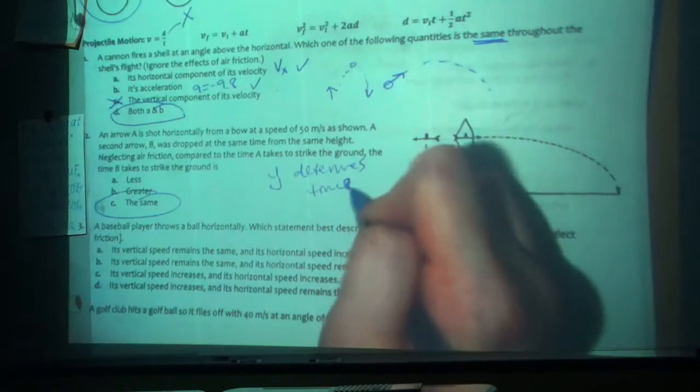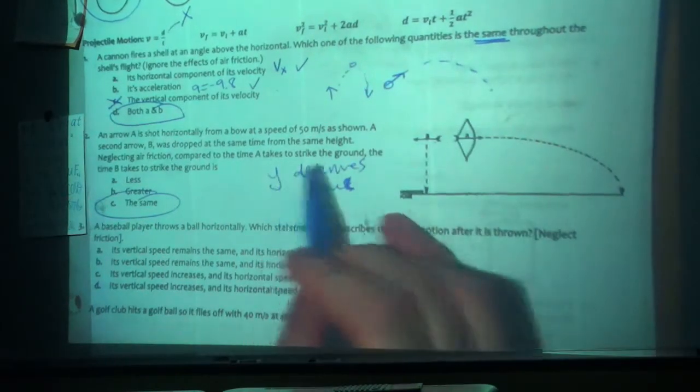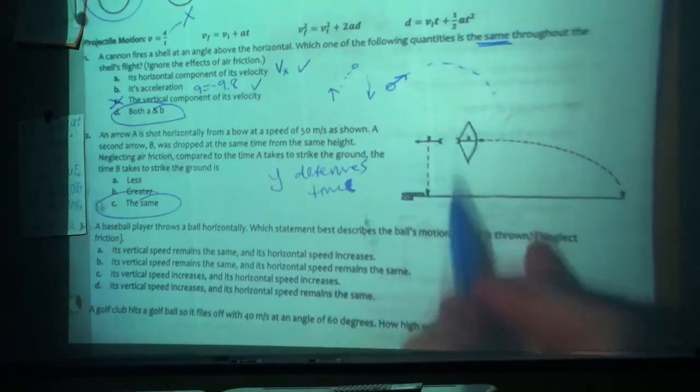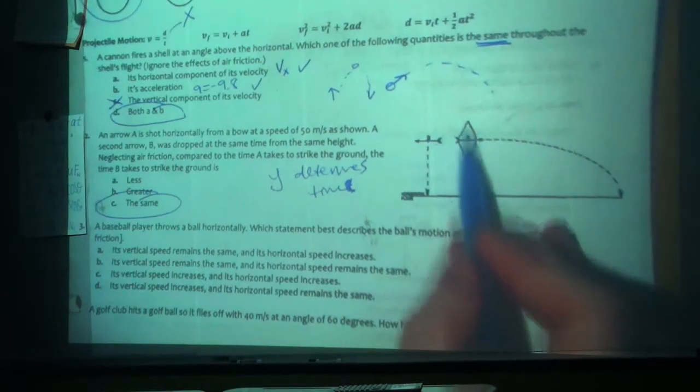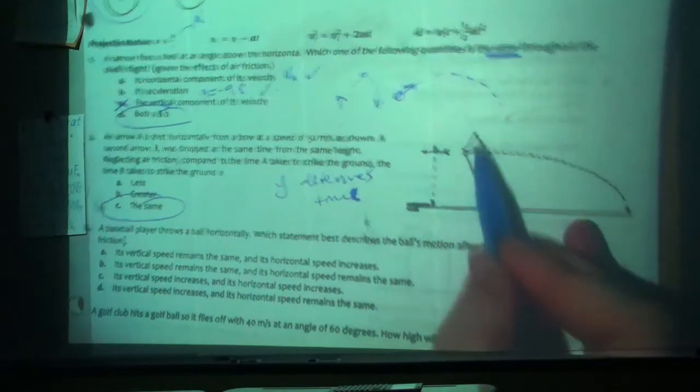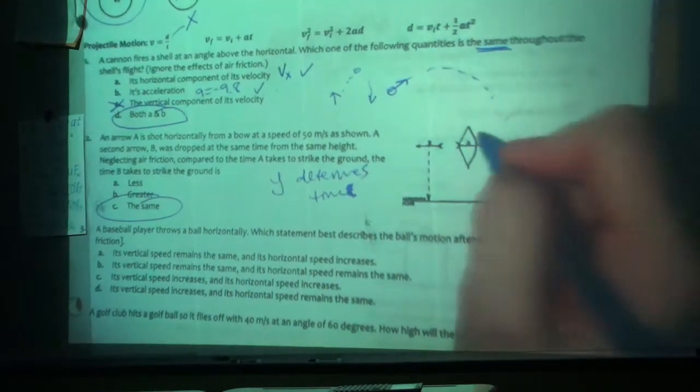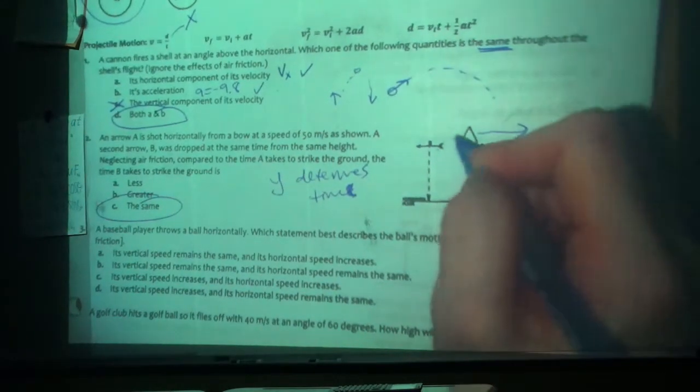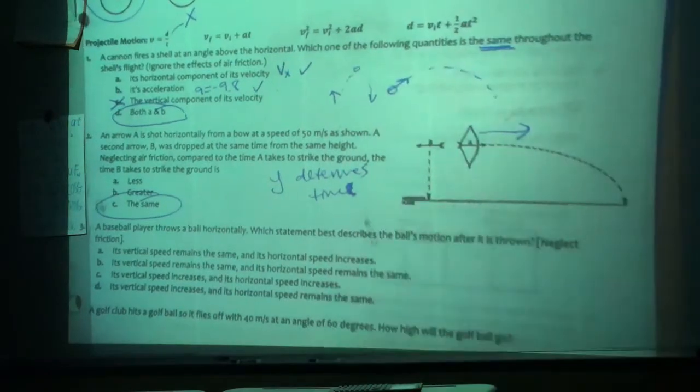Y component determines time. If they're both at the same height and they have the same y initial velocity, which is none in this case, then they're going to hit at the same time. What was different about A is it was going super fast to the side, but going fast horizontally doesn't make it fall down any faster.